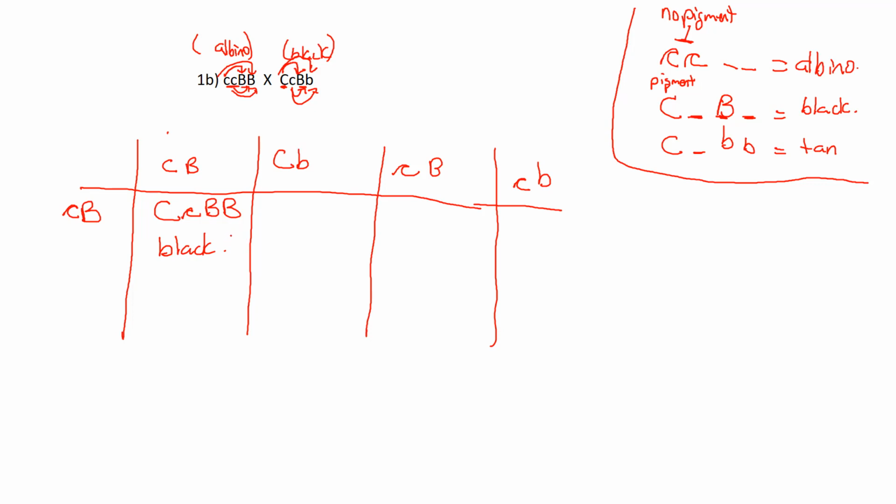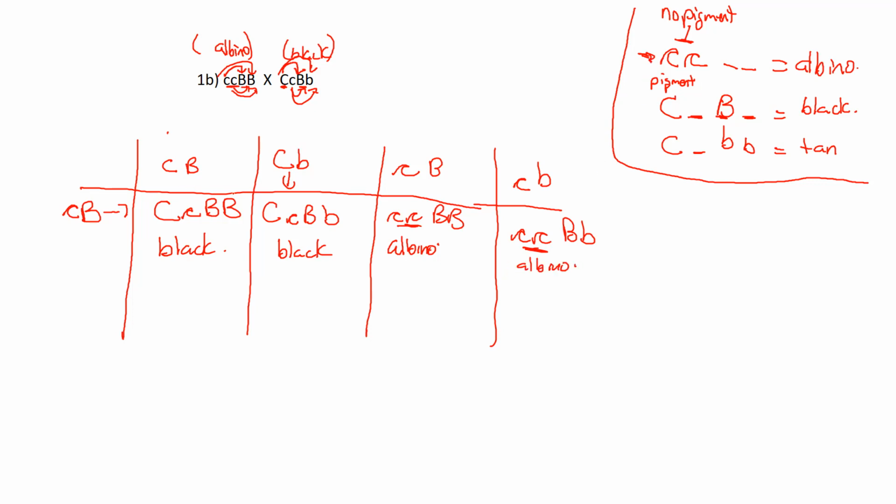Okay, and we just keep doing this. So now if this sperm is fertilized by this egg, we're going to have capital C, little c, capital B, little b. That's also going to be black. And if the other sperm and egg come together in fertilization, little c, little c, big B, big B. This one, I don't care what the other ones are, this is going to be an albino. And same thing with this, little c, little c, big B, little b. Because I have two little c's present, I'm going to be an albino.